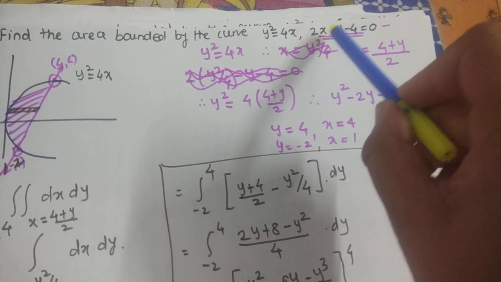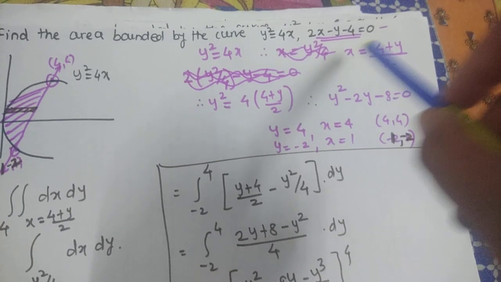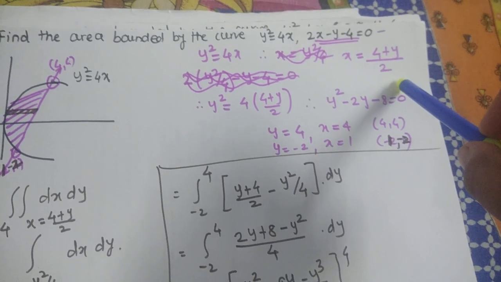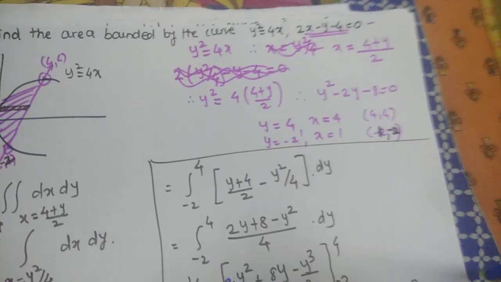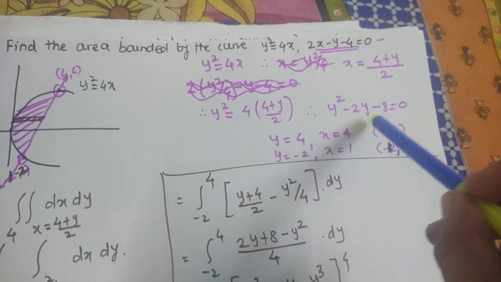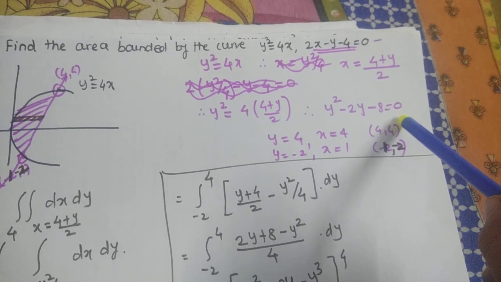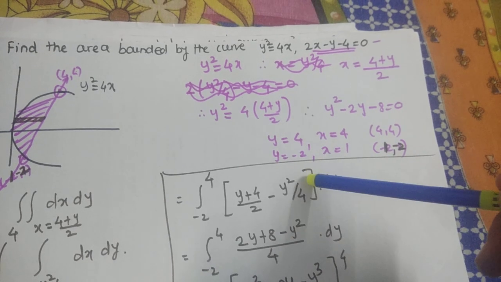So from this equation we can find out the value of x. X is nothing but (4 plus y) upon 2, and you can put that value in the equation y square equal to 4x. So we have a quadratic equation, y square minus 2y minus 8. Now we can find out the value of y equal to 4 and minus 2.